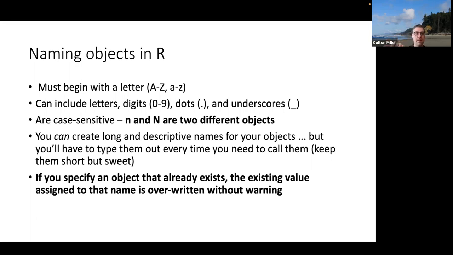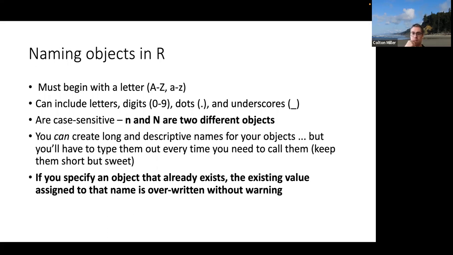First, I want to just cover naming things in R. If you're assigning something to an object, you always have to start the name of that object with a letter. You can include numbers, or sorry, digits, like 0 through 9. You can include dots and underscores. I just prefer underscores because I developed a preference and I stick with it. Everything is case sensitive. So little n and big N are two different objects.